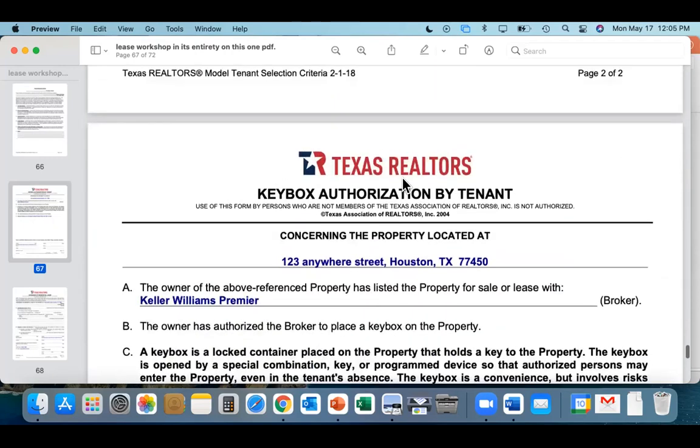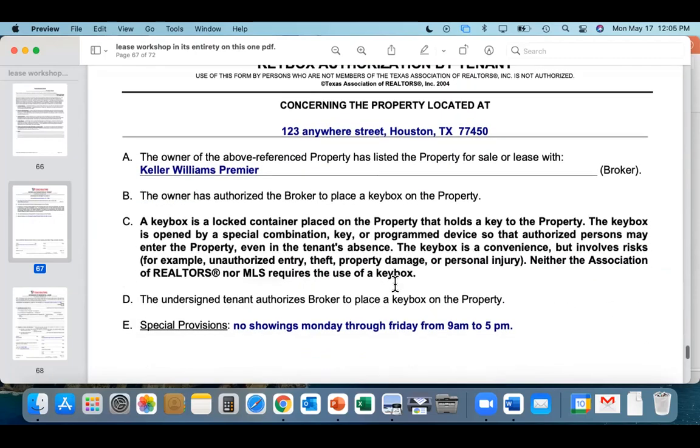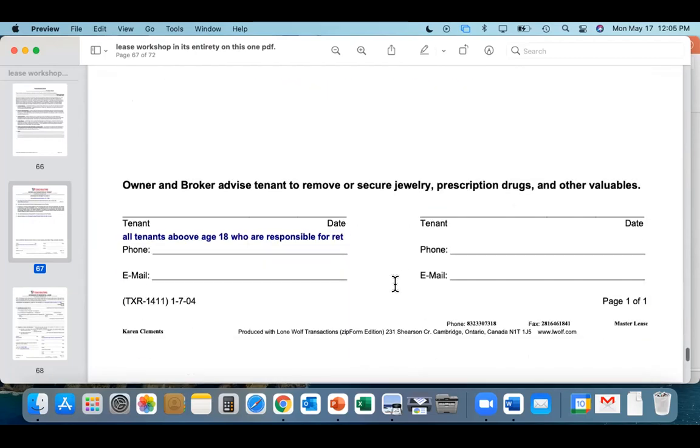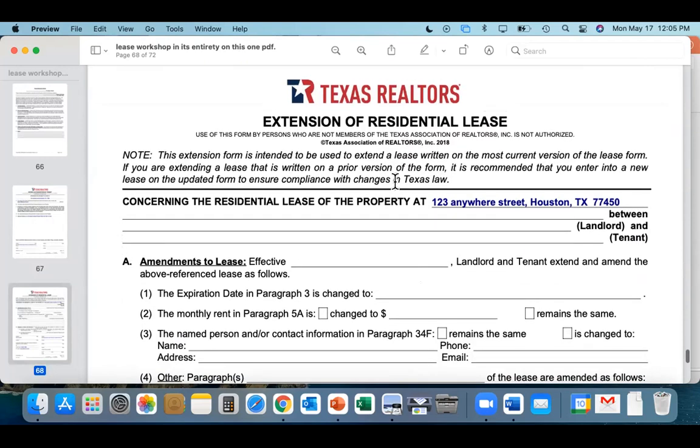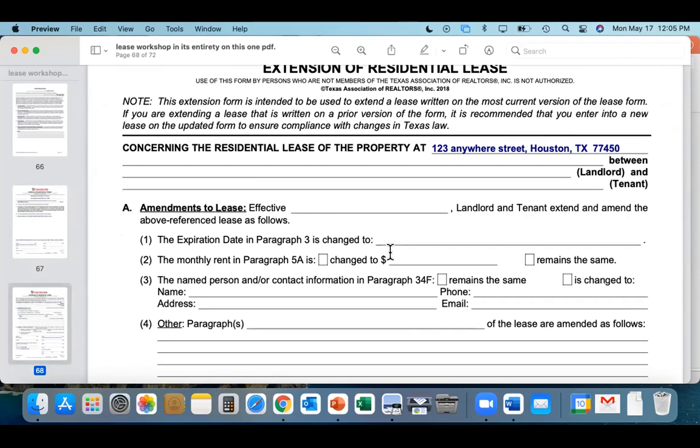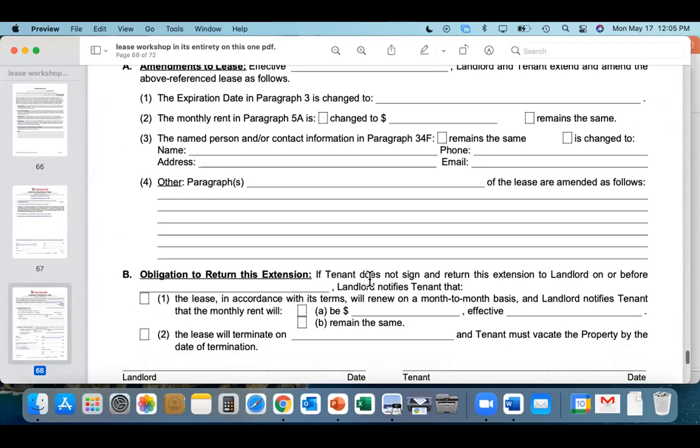So that's a great way to try to get another client and help them. Extension of a residential lease. We do have an extension of a residential lease. Just know that it's there if you need it.